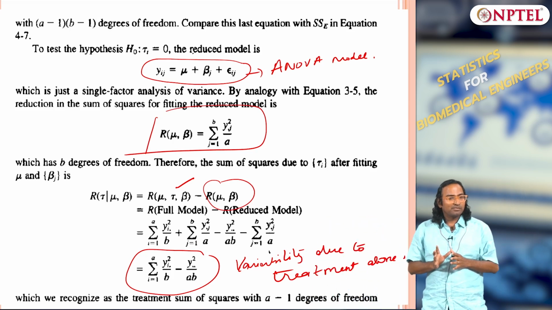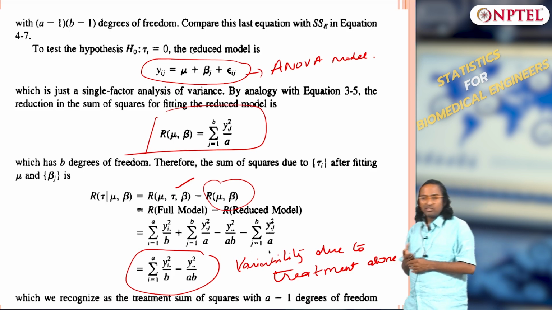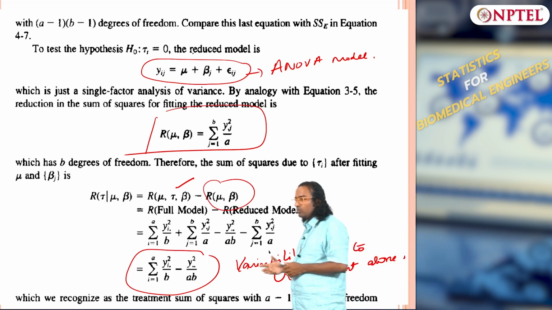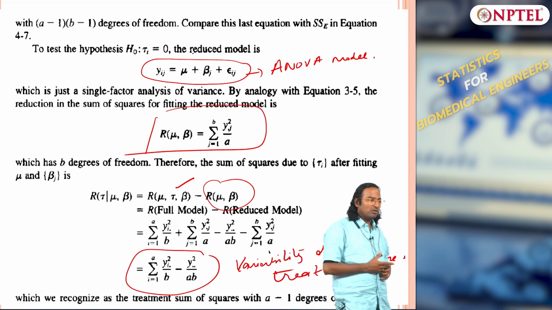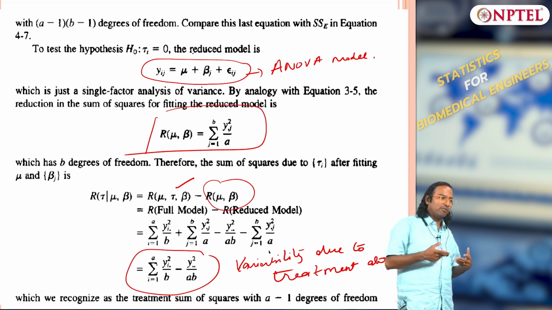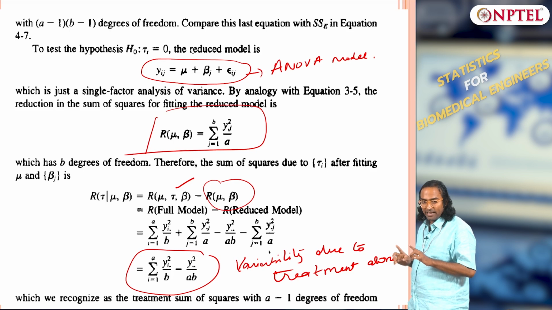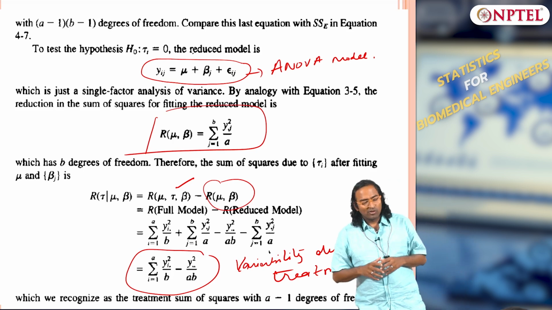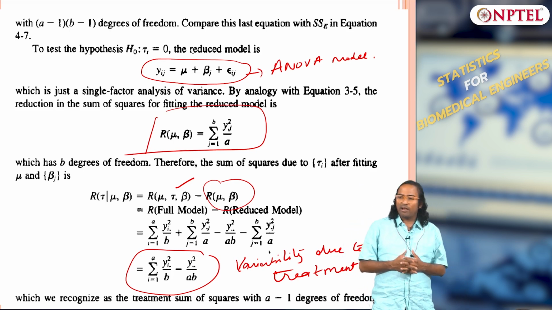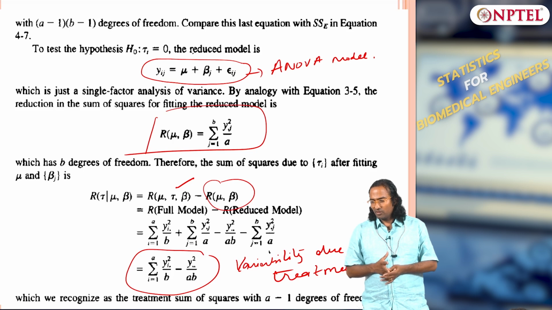Clear? Any questions? We started with the model, and we went through the importance of blocks, the drawbacks of blocks, and the advantages: your degrees of freedom goes lower, but the power of the test goes higher. So you can do better if you have blocks.